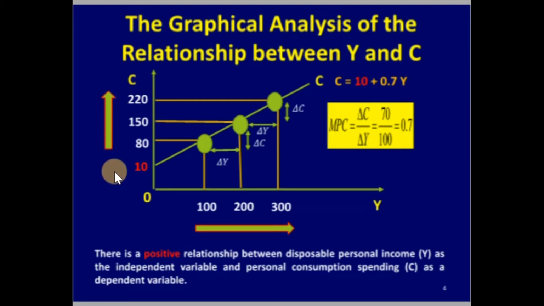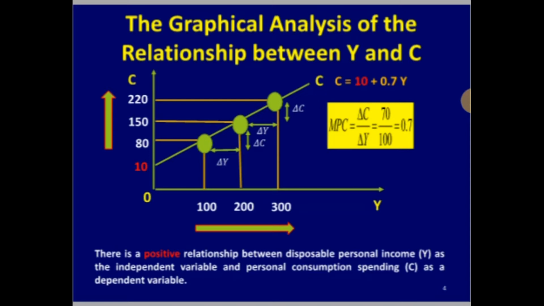The relationship between the disposable personal income and the personal consumption spending is represented by a linear consumption function. Therefore, the relationship between the disposable personal income and the personal consumption spending is represented by a straight line. Note that the slope of a linear consumption function is constant at all levels of the disposable personal income.